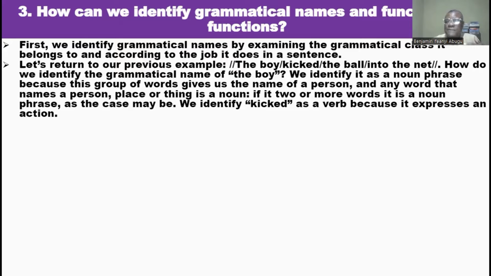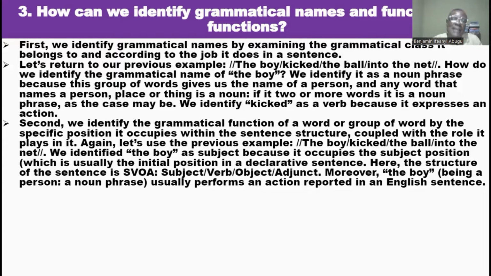Now, if it is two or more words, it is a noun phrase, as the case may be. If it is a group of words and it has the subject-verb combination, then it could be a noun clause. We identify kicked as a verb because it expresses an action. Of course, you know a verb is an action word, but it could also be a being word, okay?